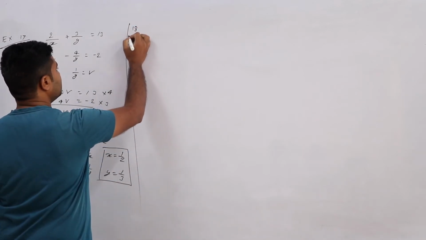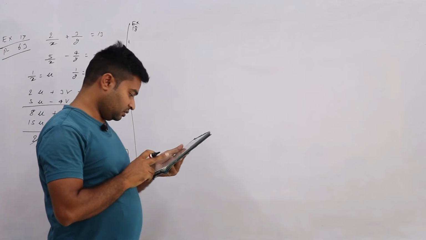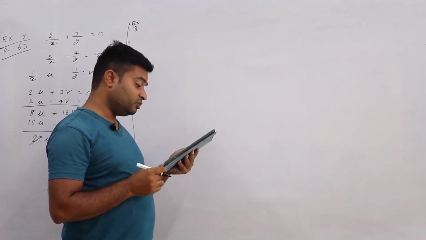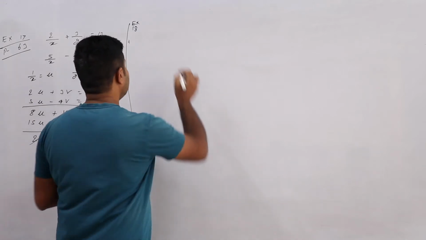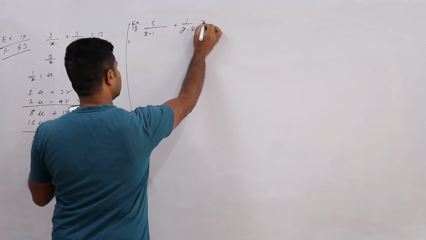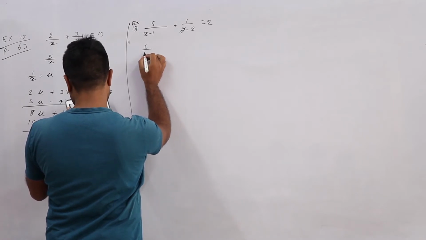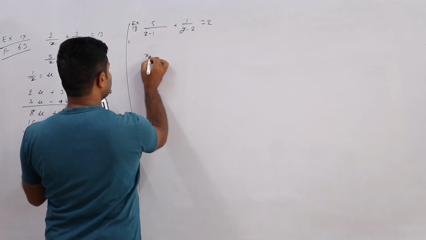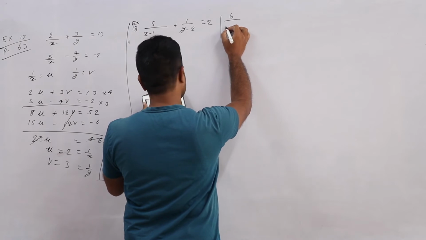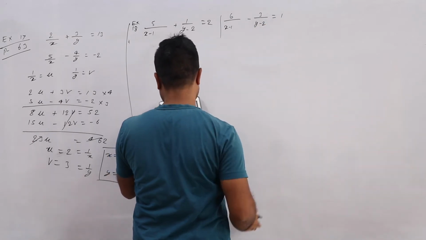Example number 18. Again it says solve the pair of linear equations by reducing them to a pair of linear equations. 5 by x minus 1 plus 1 by y minus 2 is equal to 2, and 6 by x minus 1 minus 3 by y minus 2 is equal to 1.